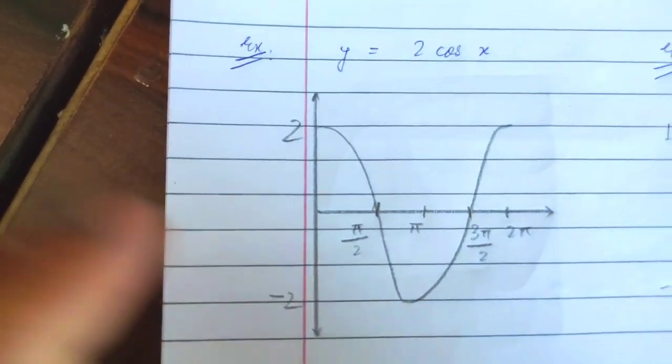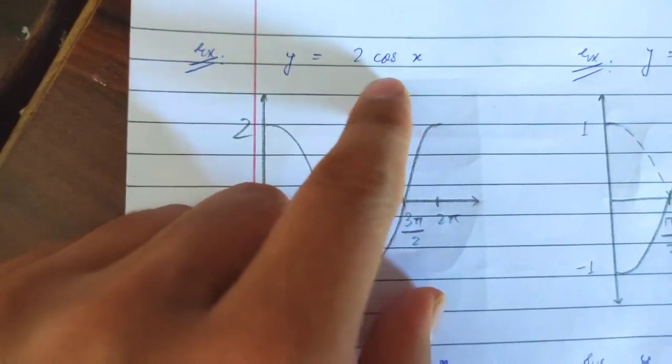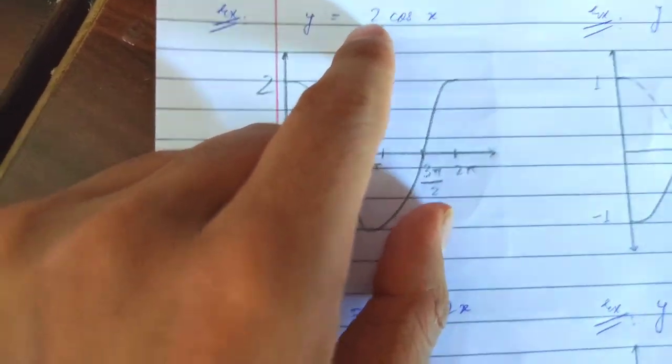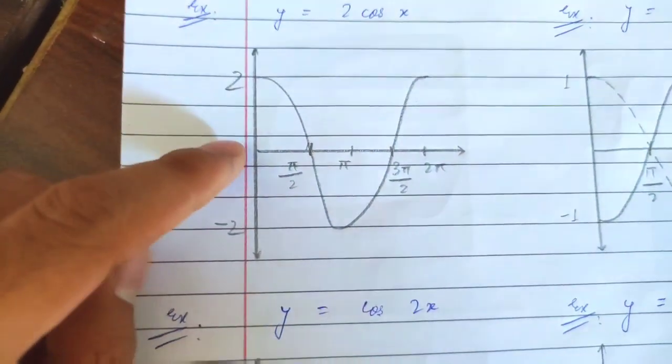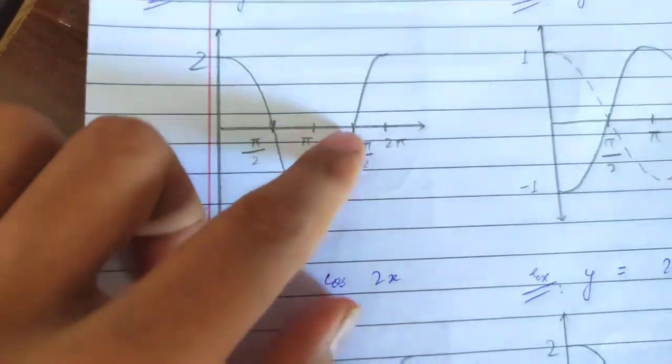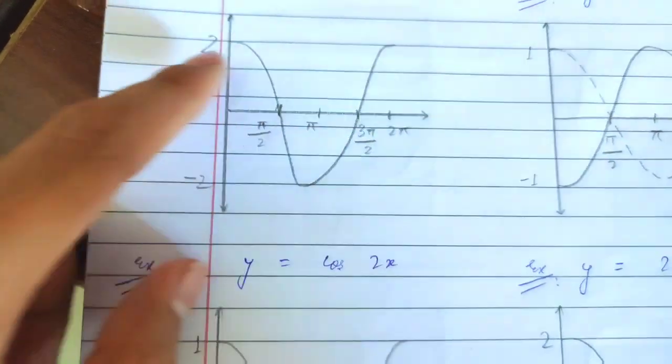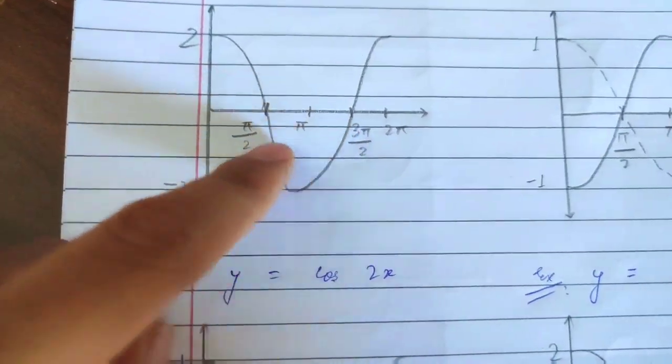First example is y equals 2 cos x. Here a 2 is multiplied, so it will extend up to 2 points above and 2 points below. The graph will be of the same shape. It goes like this and then curves and turns like this, and the points are also the same.